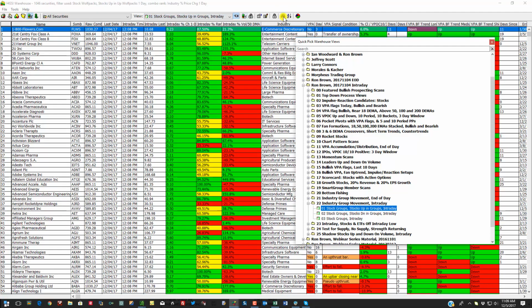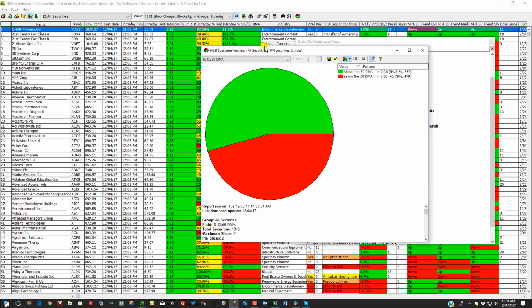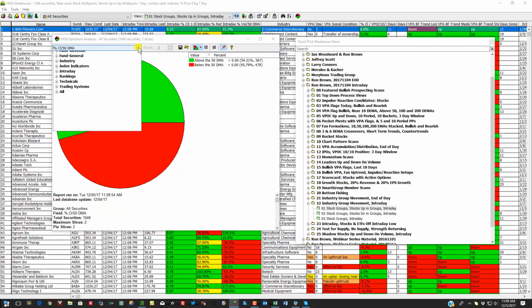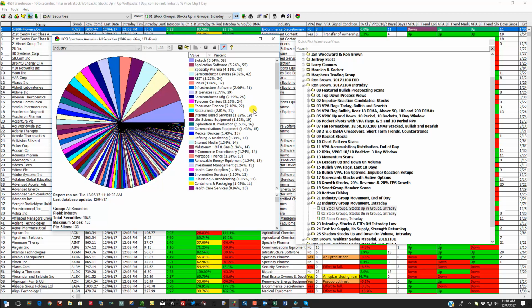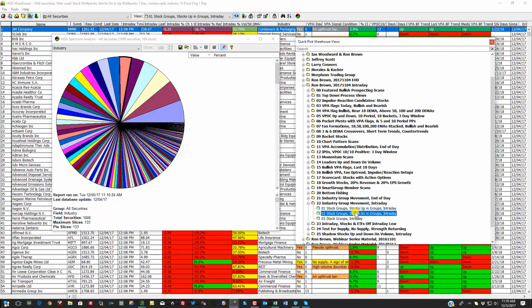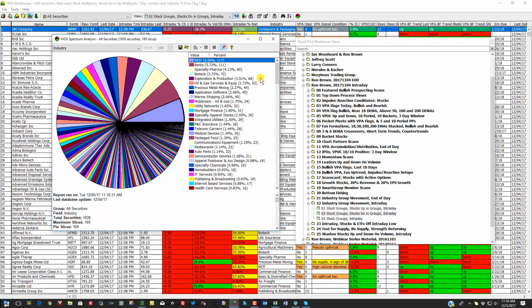Now if I go back to the groups that are up and I go to the spectrum analyzer and bring this up, I can move up to the industry, click on that, and this gives me an instant view of the dominant groups that are up today. And you can see biotech is 5.54% of this, application software 5.26, specialty pharma, and here are those semiconductor devices. REITs and banks are also doing well. Now if I go to the other side, to the down, there's a large number of REITs that are to the downside too.